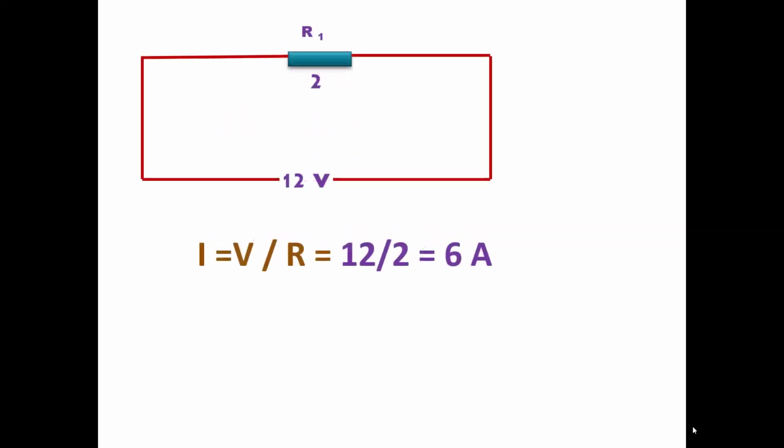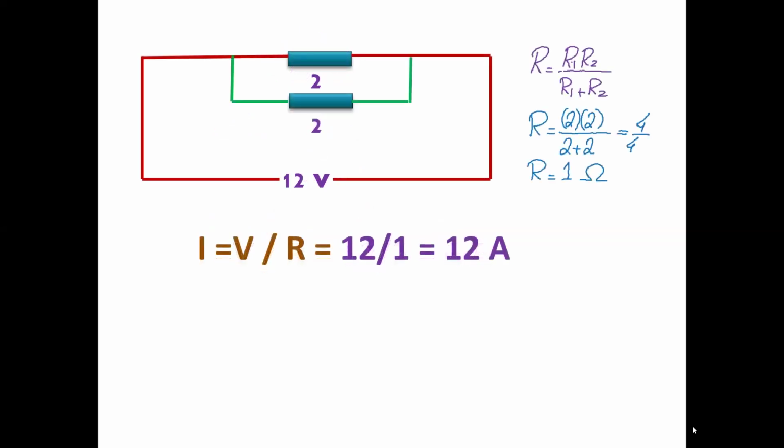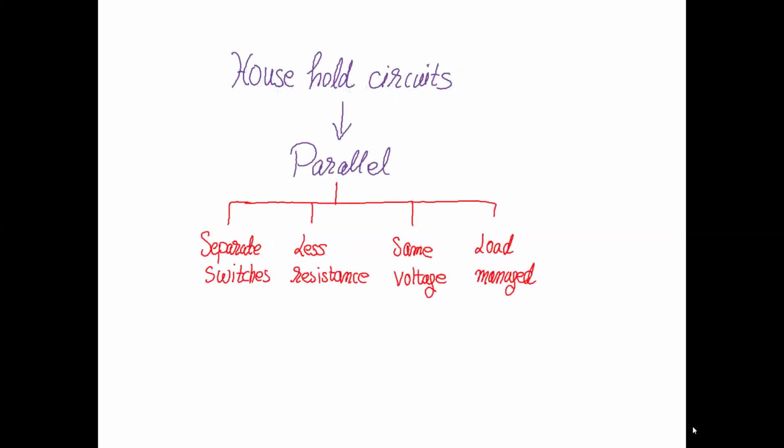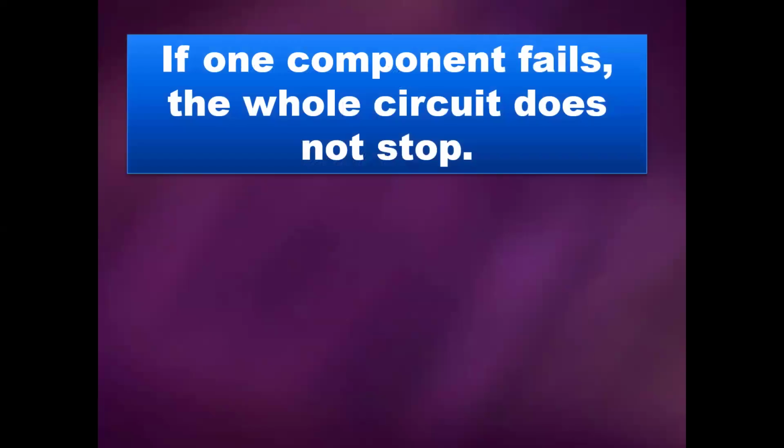So now you have to memorise this. This is one resistor in parallel, which is getting 6 ampere. When there are two resistors in parallel, now the current has increased to 12 ampere. Our normal household circuits are in parallel. Why do we prefer parallel circuits? Because we can have separate switches, we can have less resistance, we can have the same voltage, we have load management. I mean, we can switch off some devices and operate others.